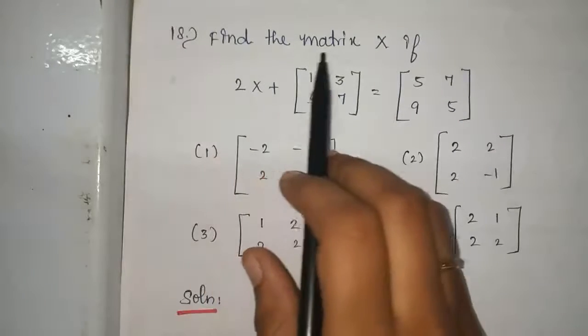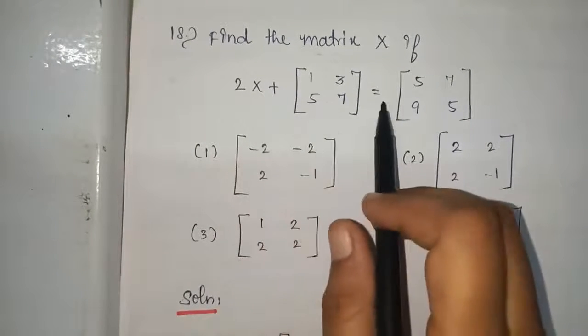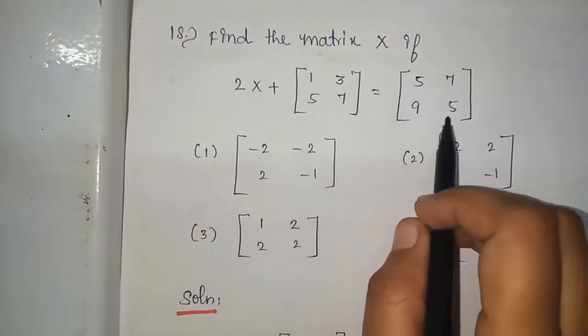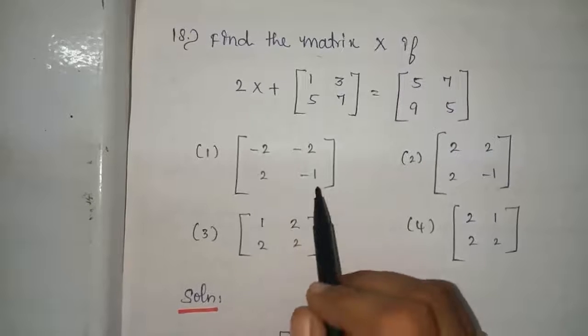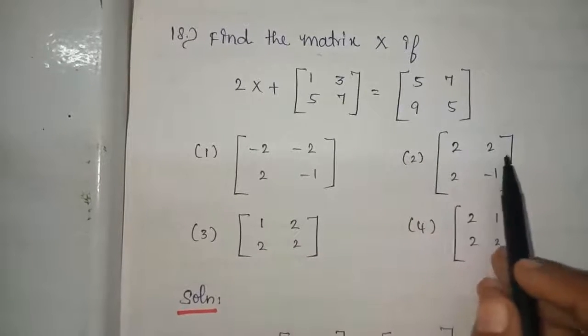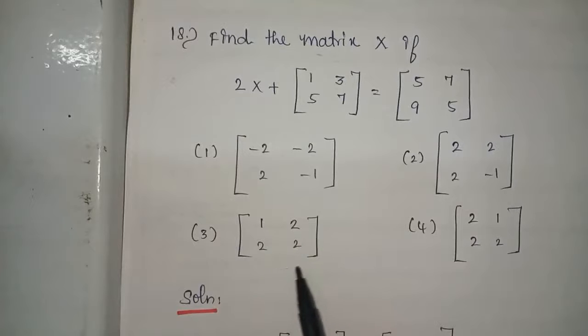Question number 18. Find the matrix X if 2X plus the matrix 1, 3, 5, 7 is equal to 5, 7, 9, 5. So the option 1 is minus 2, minus 2, 2, minus 1. Option 2 is 2, 2, 2, minus 1. Option 3, 1, 2, 2, 2. Option 4 is 2, 1, 2, 2.